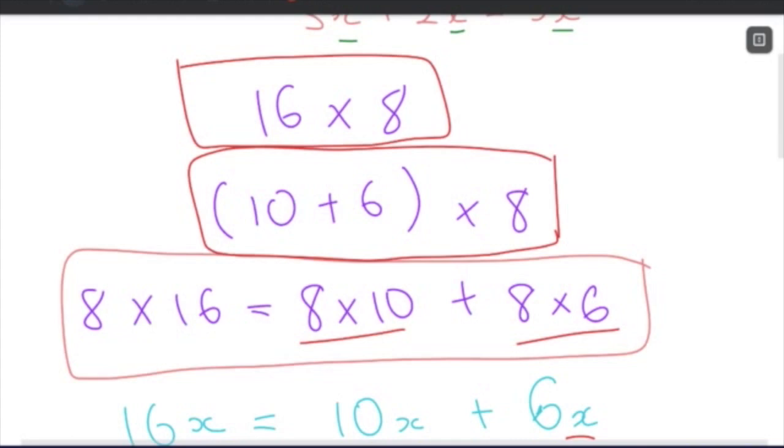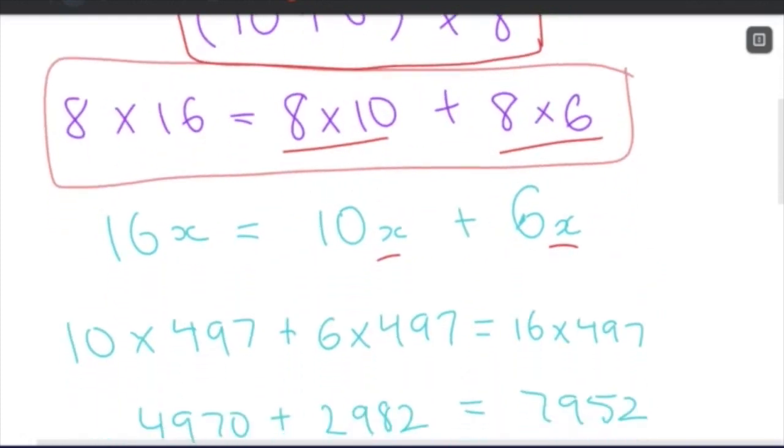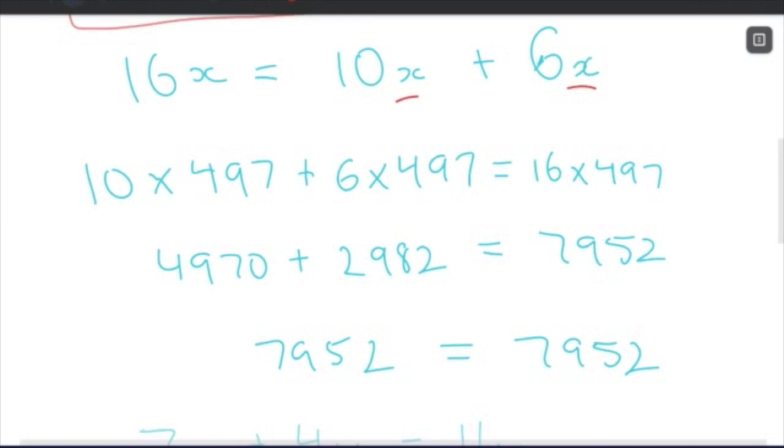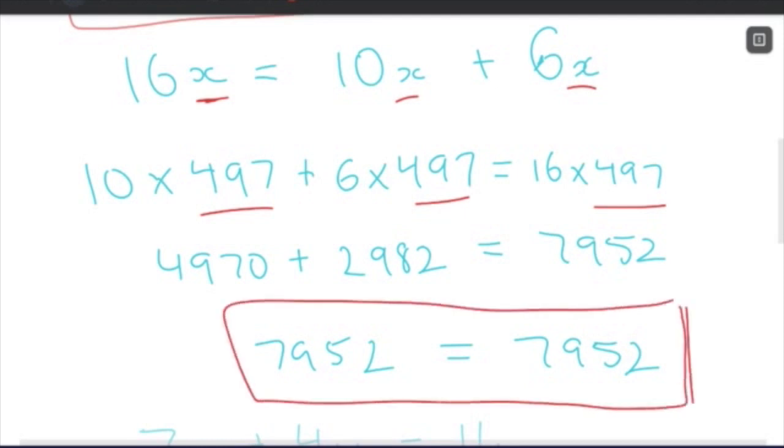This means that this can be extended to any number, not just the particular numbers in this question, and that is what we show by representing these things as x or y or a or b. Any pronumeral. We are showing that no matter which number I substitute into here, for example, here I did 497, we will always get this equivalence, that the left-hand side will equal the right-hand side. And that is the basis of algebra.